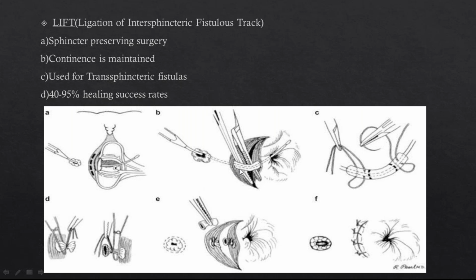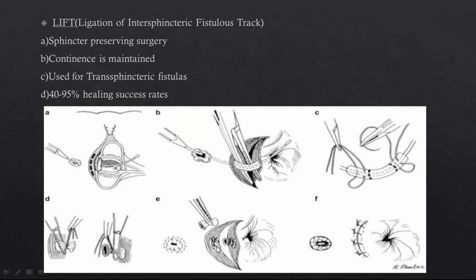How? You put a clamp on this side of the tract and another clamp over here, and you transfix the tract with absorbable material. You can see here the tract in the intersphincteric plane. Here you put a knot proximally towards the anal canal, and here you put a knot towards the exterior. So this part of the fistulous tract in the intersphincteric plane is removed.